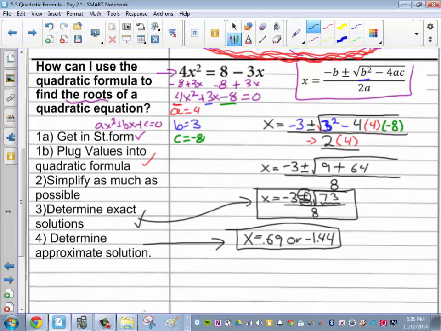If you were to graph it and zoom in really, really close, you would get 0.69 or negative 1.44. But your exact solution is given to you right here. That's exactly right on. So that is how you can use the quadratic formula to find the roots of a quadratic equation.